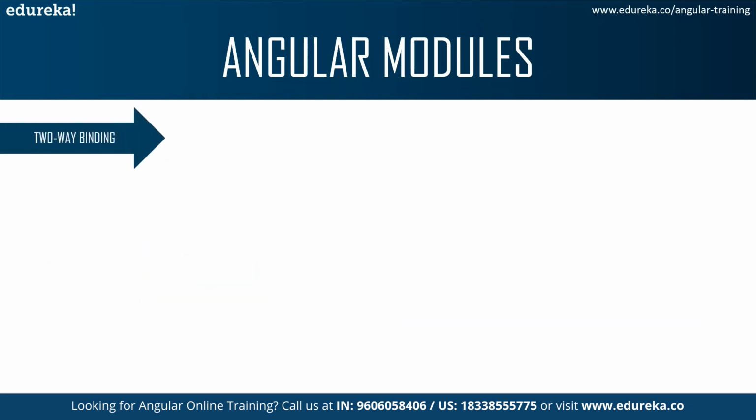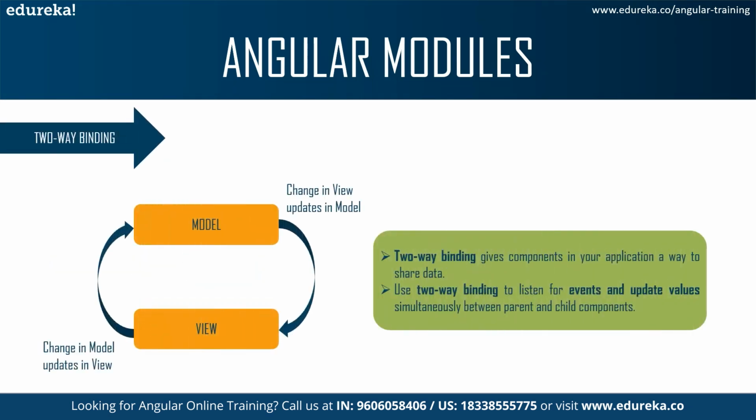Next is two-way binding. Two-way binding is basically a combination of bindings. It gives the components in your application a way to share specific data. Using two-way binding, it will listen to your events and update your values simultaneously between your parent and child components. In two-way binding, as shown in the diagram, one way is a change in view updates the model, and the other way is a change in model updates the view.